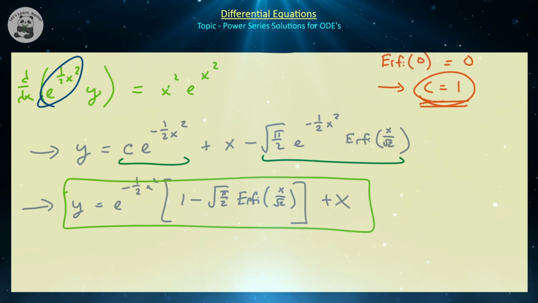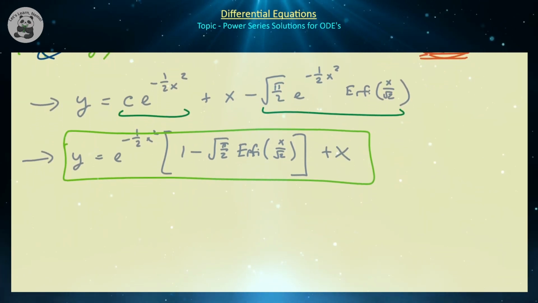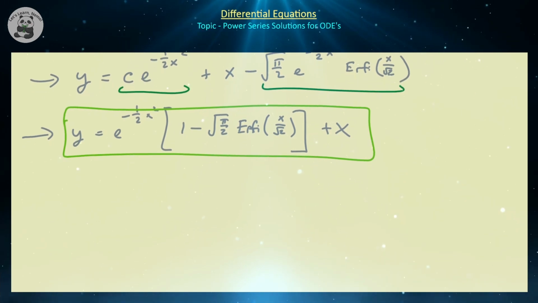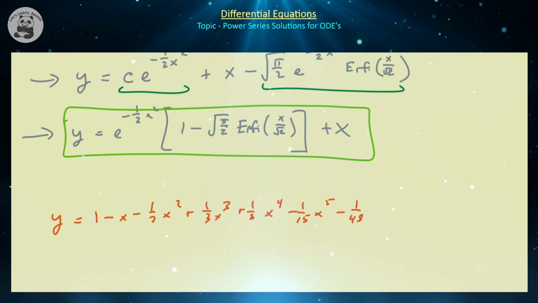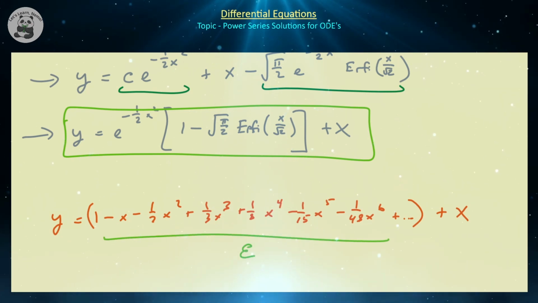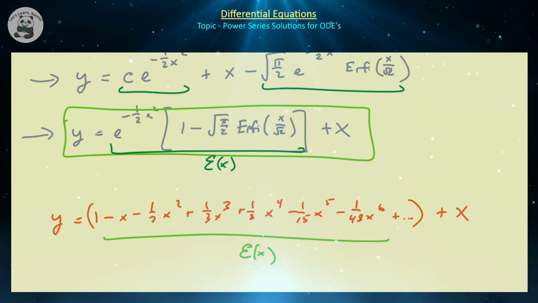Now, does this look familiar? It should, because from our power series method, we were able to find that our true solution was equal to 1 minus x minus 1/2 x squared plus 1/3 x cubed plus 1/8 x to the power of 4, and then minus 1/15 x to the power of 5, minus 1/48 x to the power of 6, plus and so on, plus x, right? And this is that fancy function that we derived, and this is another name for that, right?